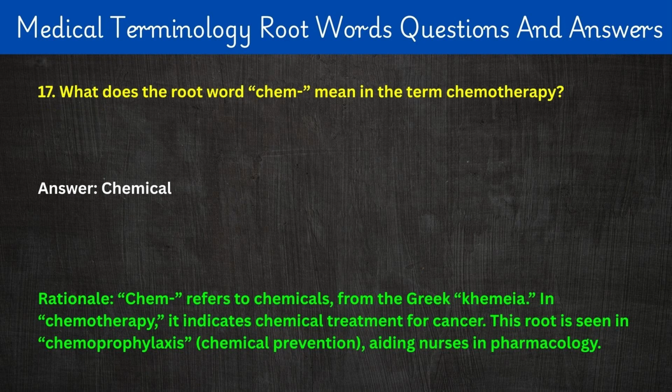17. What does the root word chem- mean in the term chemotherapy? Answer: chemical. Rationale: Chem- refers to chemicals, from the Greek chemia. In chemotherapy, it indicates chemical treatment for cancer. This root is seen in chemoprophylaxis, chemical prevention, aiding nurses in pharmacology.